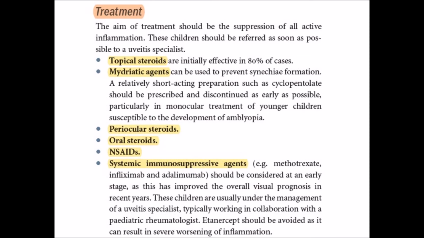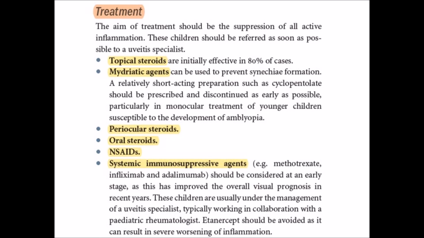Then comes the treatment part. The aim of treatment should be the suppression of all active inflammation. These children should be referred as soon as possible to a uveitis specialist. Topical steroids are initially effective in 80% of cases. Mydriatic agents can be used to prevent synechiae formation.